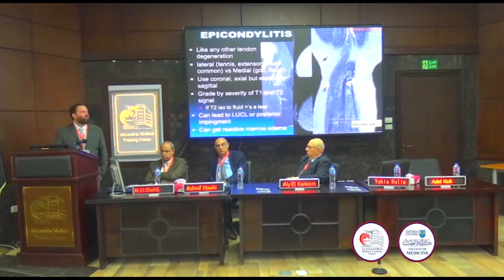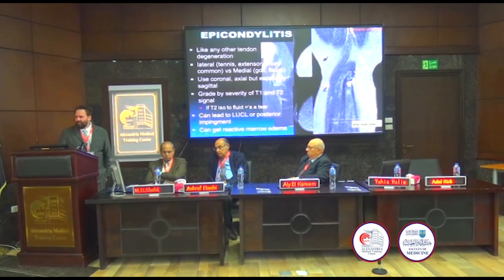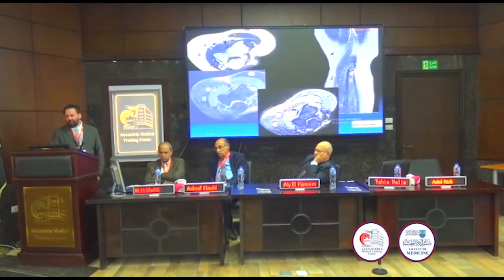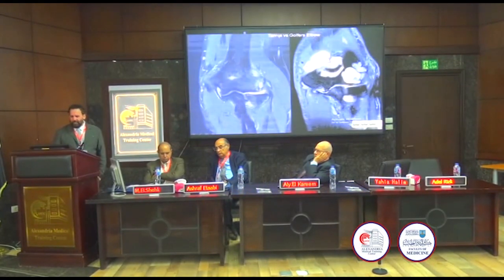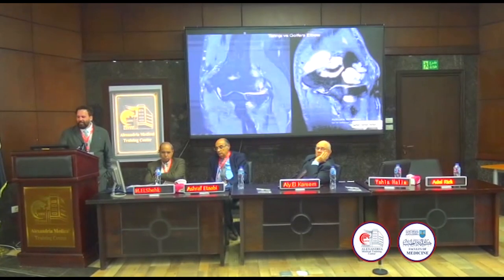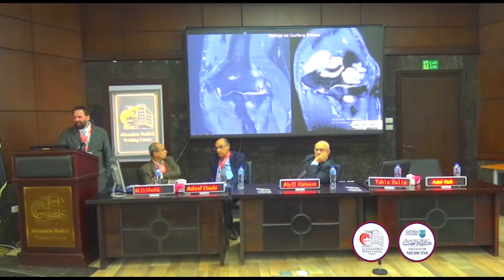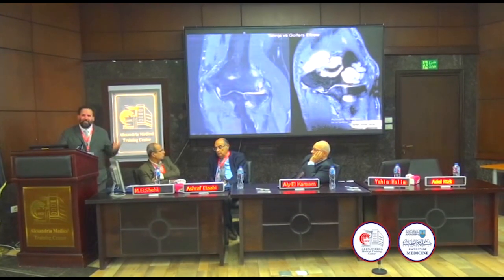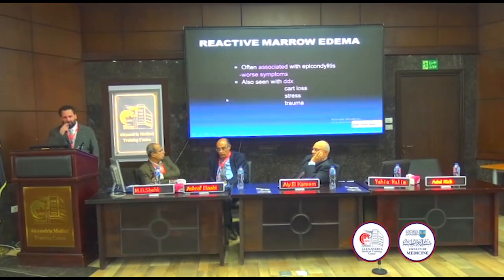Use sagittal images also. Epicondylitis lies really well on sagittal images, but more importantly, you see the retraction or the absence of retraction. And here you can see the tear, but no retraction. So use sagittal images for epicondylitis. And we differentiate medial and lateral epicondylitis, tennis versus golfers, which I always thought was kind of stupid. Here it is on the radial side, tennis, and here it is on the ulnar side, golfers. But they're the same thing, tendon disorders like any other tendon disorder.